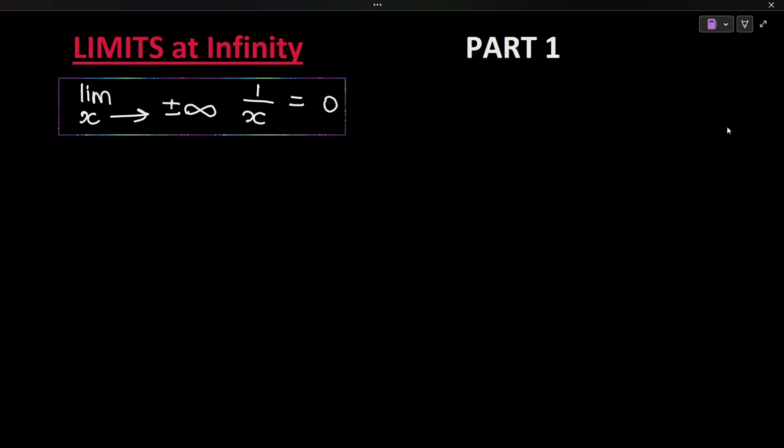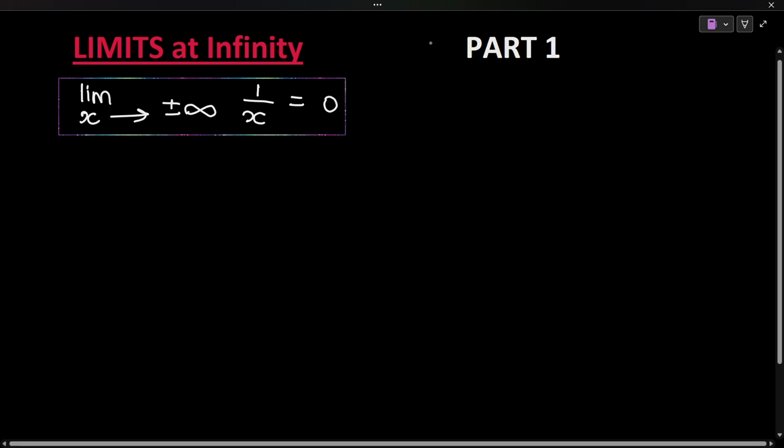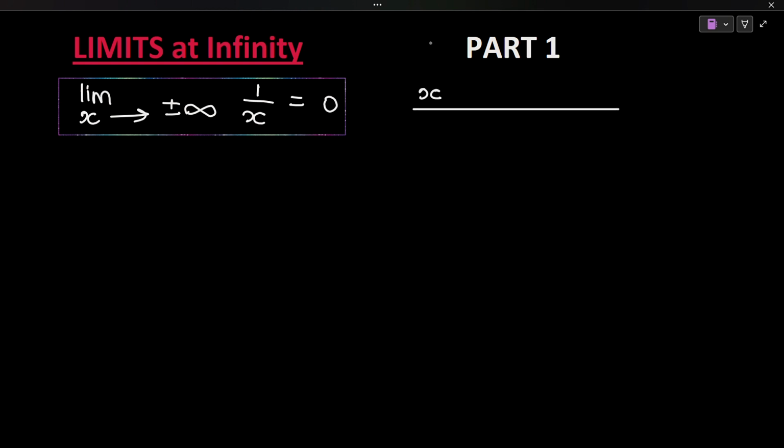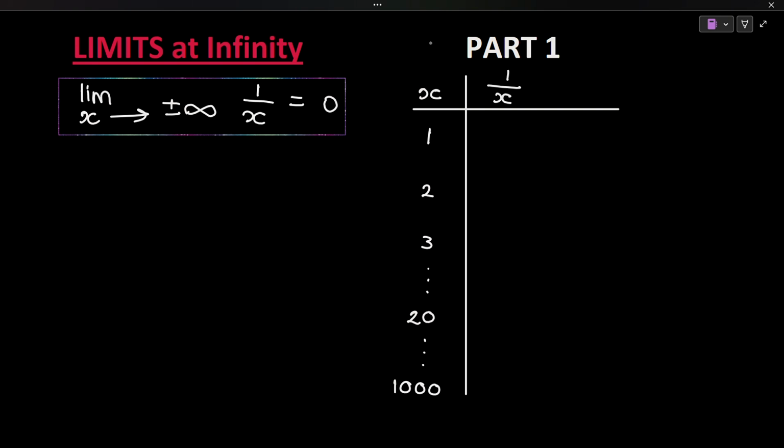Now, let's understand why this makes sense. So we are first going to look at a few x values and see what happens to 1 over x. So let's start off with 1. We'll go on to 2, then 3. Let's just skip a few values. Let's try something bigger, for example 20. Skip a few more and try something even bigger, let's say 1,000.